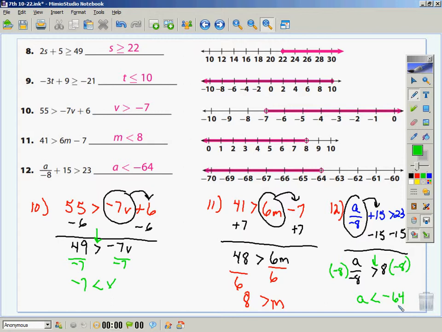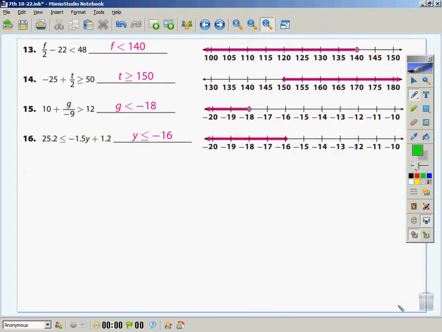Are we all good? Can I go on? Yep. Am I good from 8 through 12 then? There's 13 through 16. Anne Marie? Anybody else? As you're looking them over?